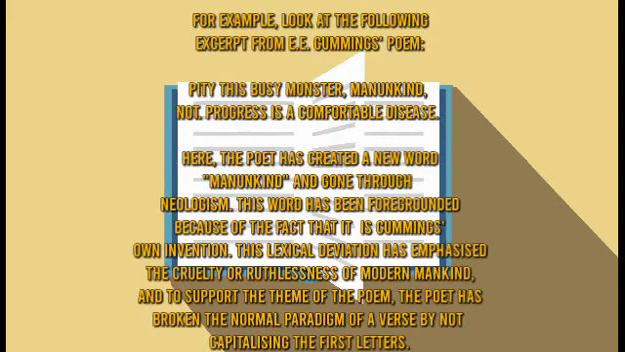So this is an example of foregrounding. This is from E. E. Cummings' poem. As we can see, the word that is being foregrounded, or highlighted, is mankind. Mankind is a lexical deviation created by E. E. Cummings. This word does not exist, and it is Cummings' creation to emphasize the cruelty or ruthlessness of modern mankind and to support the theme of his poem.